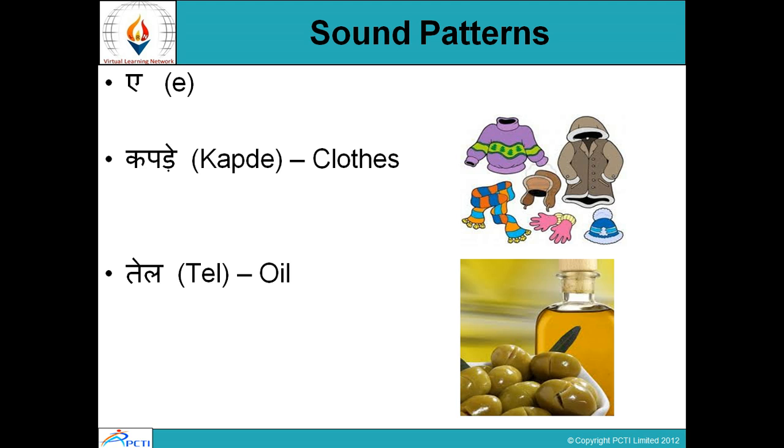Next is oil. Oil is tel. Oil we all know. We get oil from mustard seeds, from almonds, and from fish, like cod liver oil. Many types of oils we use to eat. It gives us energy, it gives us fat and carbohydrates. Usually Indians use it at... This is called tel.